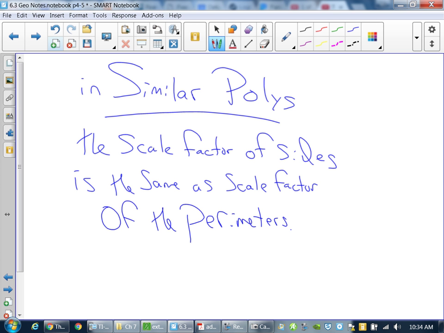The reason why we say this is because as we get further along in these types of problems, you might be given just a scale factor and you'll have to solve for all the other parts. Or you might be given a scale factor and you have to find the perimeter of something else. So the side lengths have the exact same scale factor as the perimeters do. They always will.